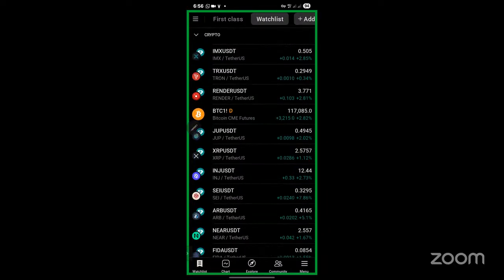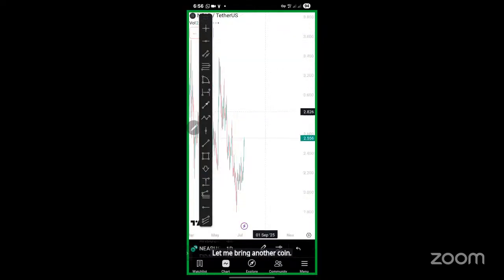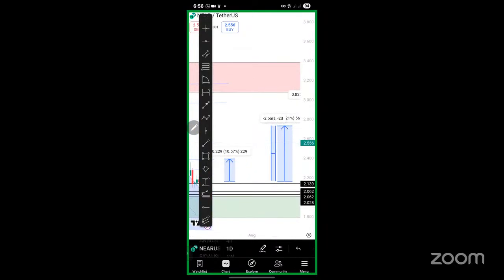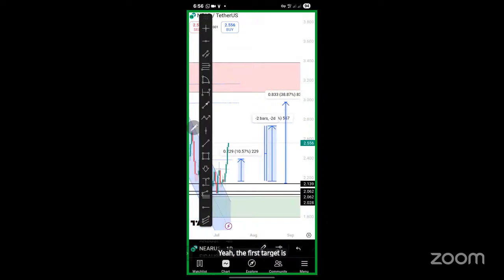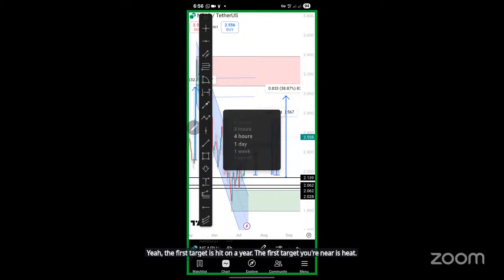Let me bring another coin. Which coin here? Near. The first target on near is hit. Let me take it in one day.